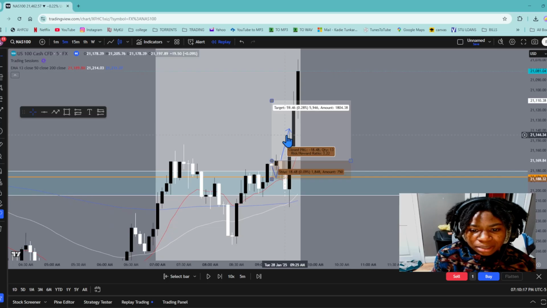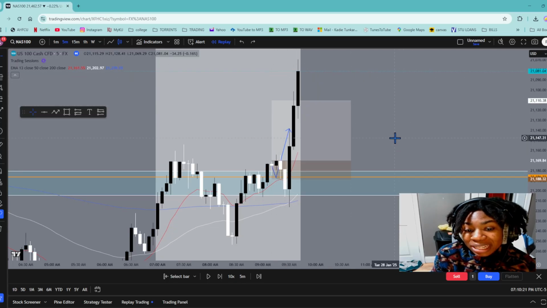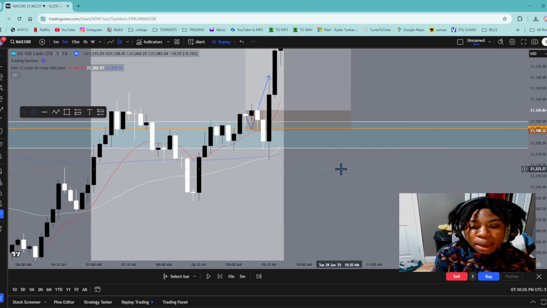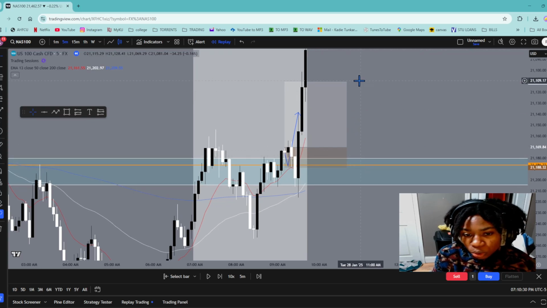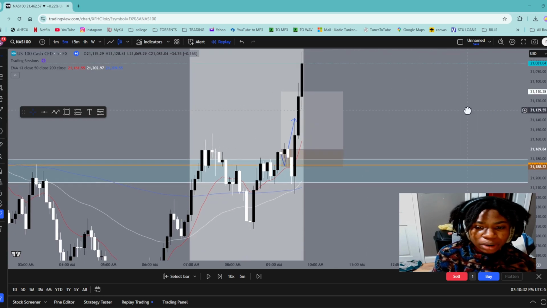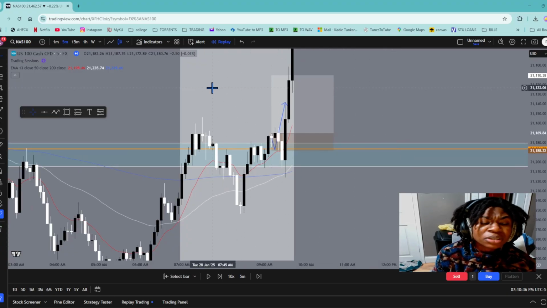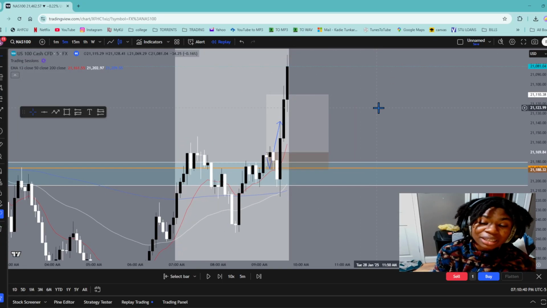But at the same time, you know, it was a good trade. It was a good idea. We had the right idea, we had the right bias, and that's honestly all that matters. Even if you lose, I would rather lose having the right bias than lose having the wrong bias, because that means I was wrong about the direction completely, and that is ass.